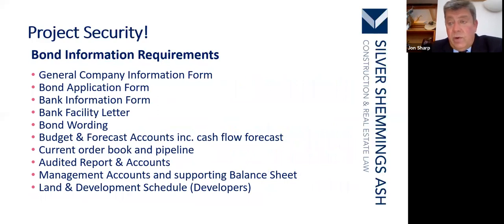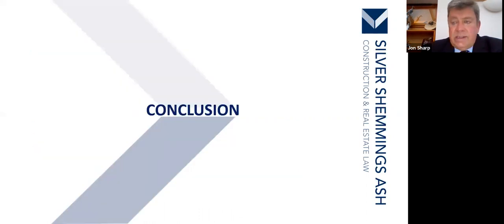Bond information requirements, well, these will be increasing. I have absolutely no doubt. Now, general company information form, yes. Bond application, bank information form, bank facility letter, bond wording, budget and forecast accounts, including cash flow forecasts, current order book and pipeline, audited report and accounts, management accounts and supporting balance sheet, land and development schedule for developers, etc. Increasing because of COVID-19, the risk of insolvency, etc.